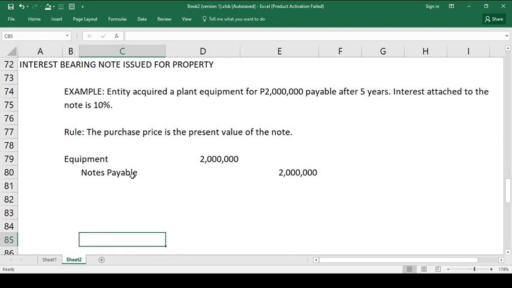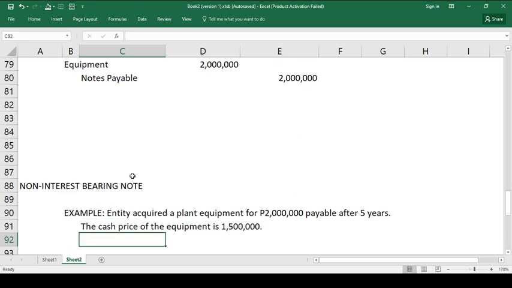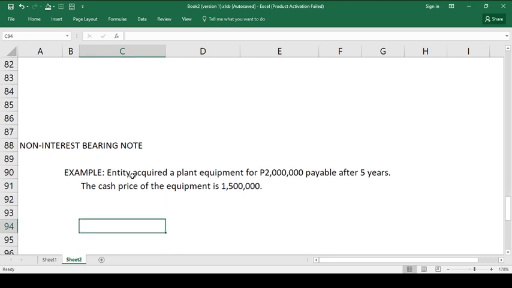How about if the acquisition of the property was based on a non-interest bearing note? That is another assumption. What if non-interest bearing note yung inisyo for the acquisition of a property? For example, an entity acquired a plant equipment for 2 million payable after 5 years. The cash price of the equipment is 1,500,000. So what would be our rule here?